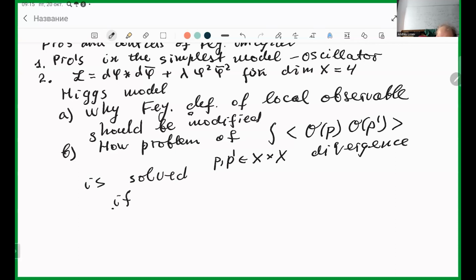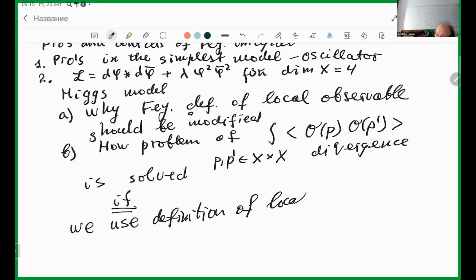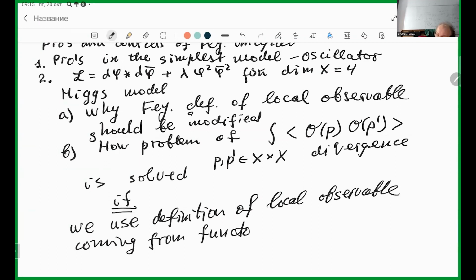if we use the definition of local observable coming from the functorial approach to quantum field theory. Okay?